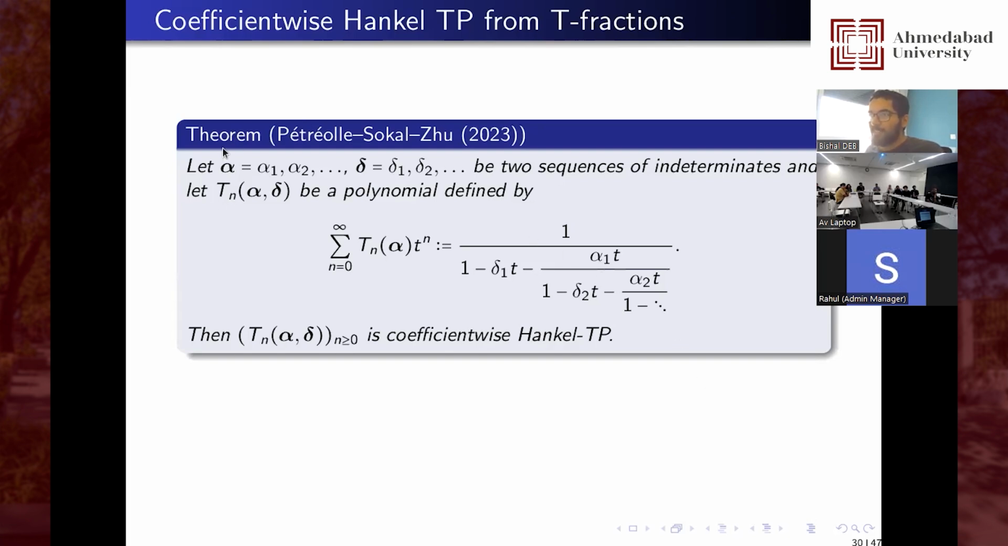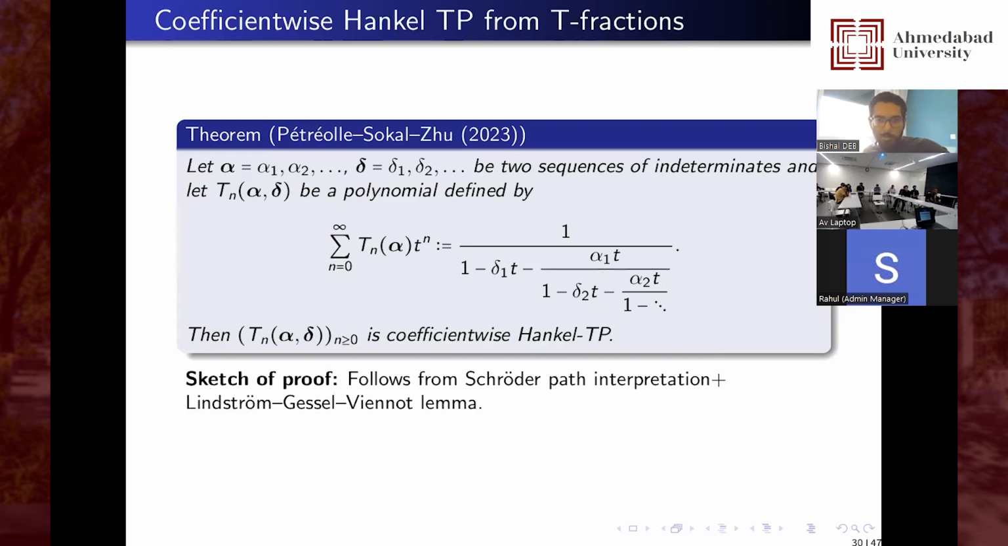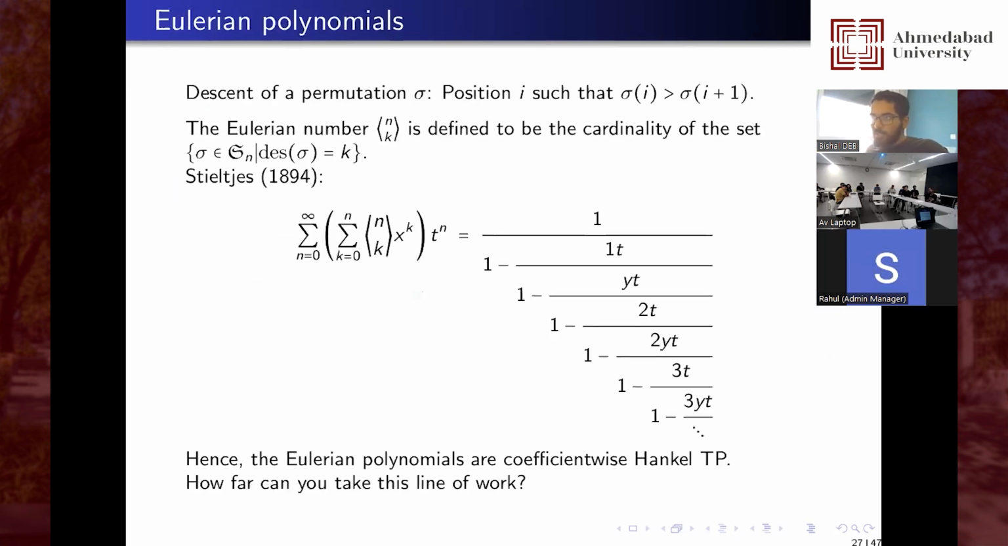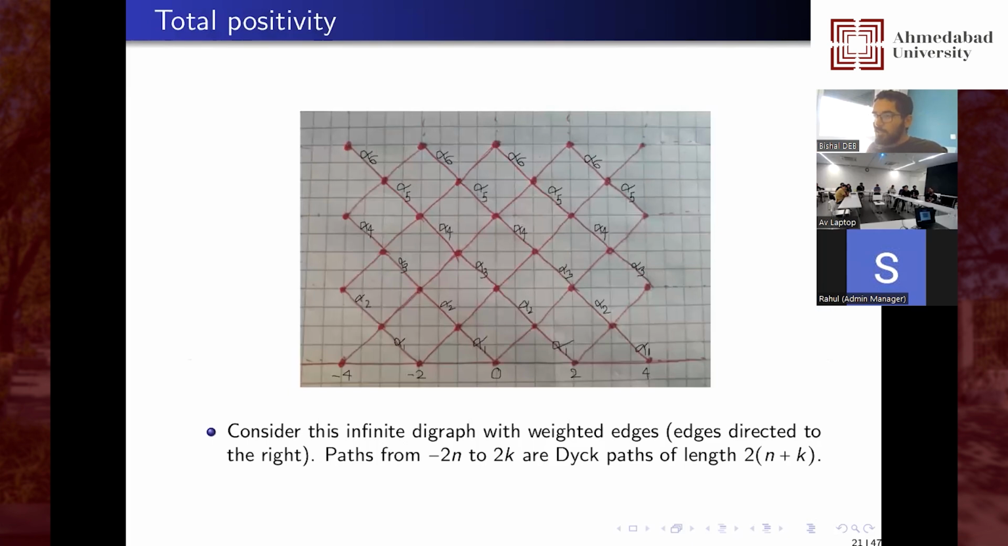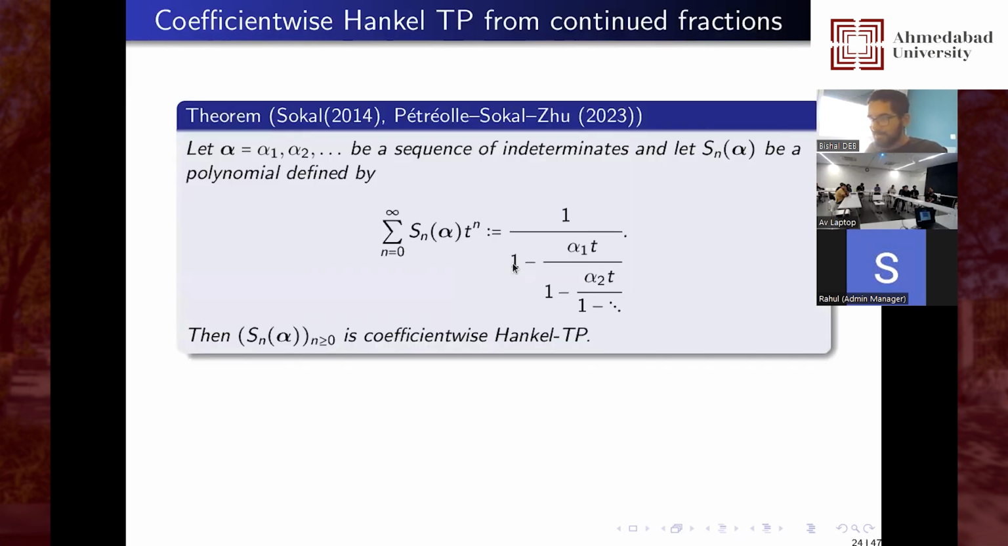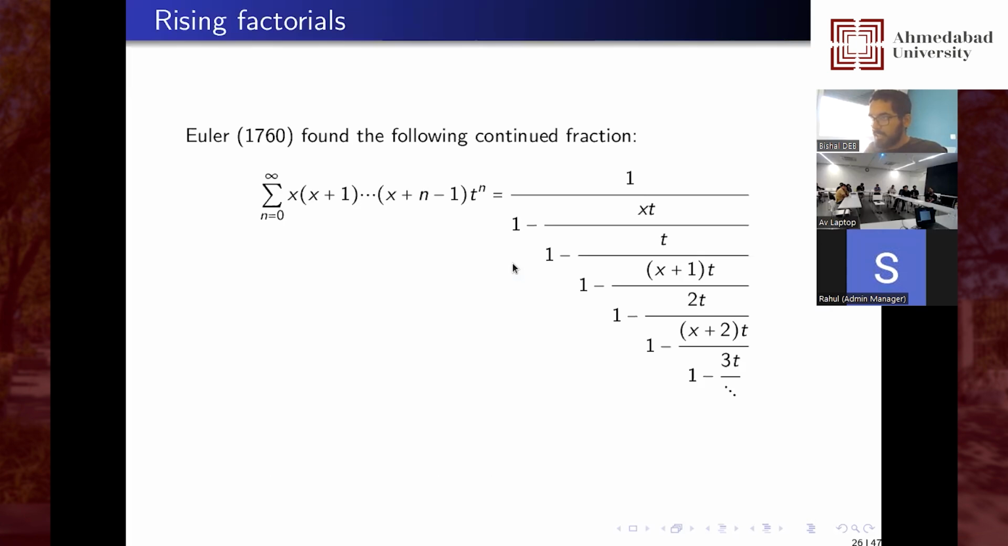So if you have a T fraction, let's say alphas are variables, deltas are variables, and you define these polynomials just like the previous theorem that I mentioned. Instead of an S fraction, you have a T fraction. Then the sequence is again coefficient-wise Hankel totally positive. And the proof is very similar. You have the Schroeder path interpretation, and you do Lindström-Gessel-Viennot, where you just add one more component to your graph. So you put level steps in between. So now you can also go from this to this, from this to this, and so on.